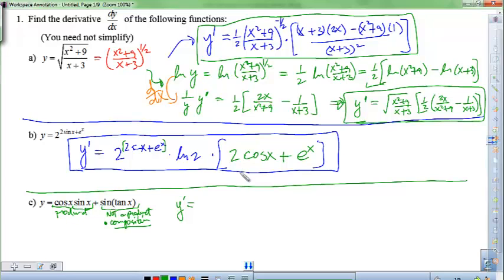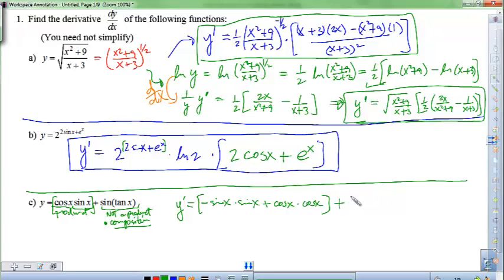The derivative of the first term is going to be a product rule. So we look at the first factor. Derivative of cosine is negative sine. So derivative of the first times the second plus the first times the derivative of the second. So that's the first term right there.